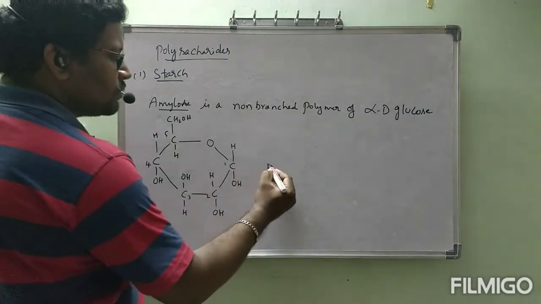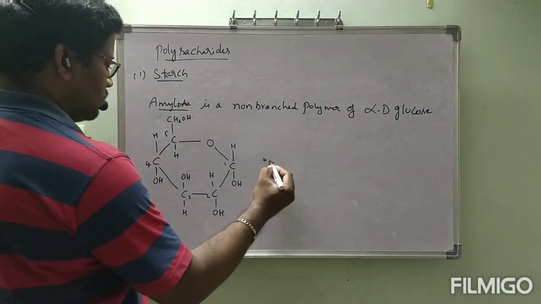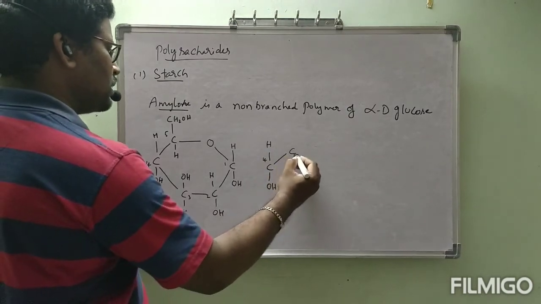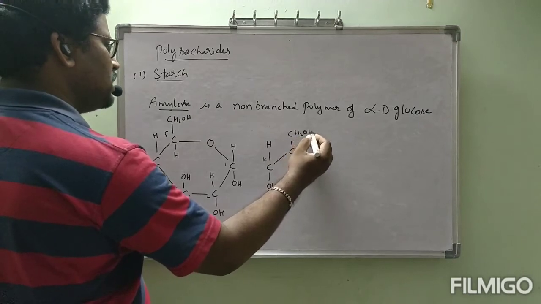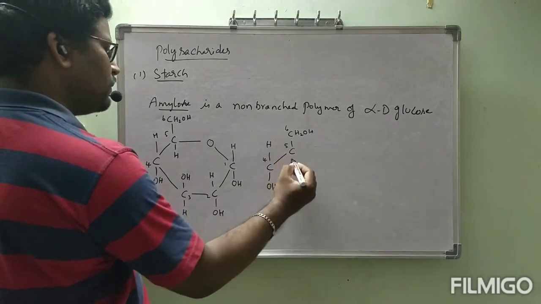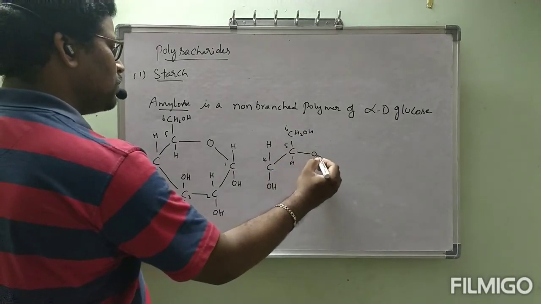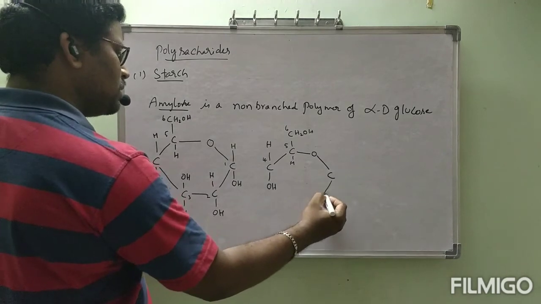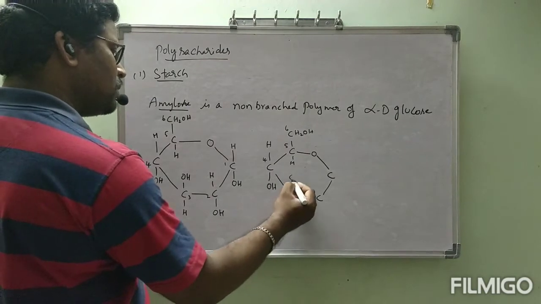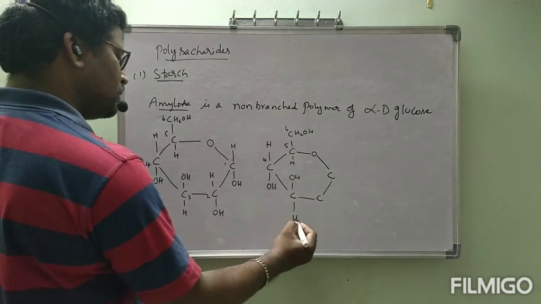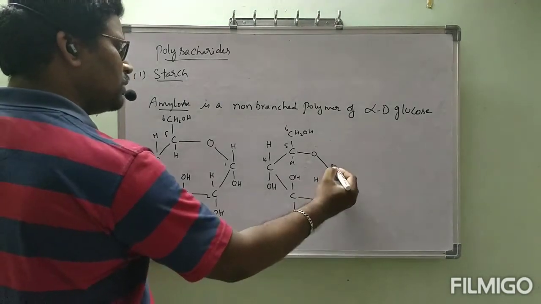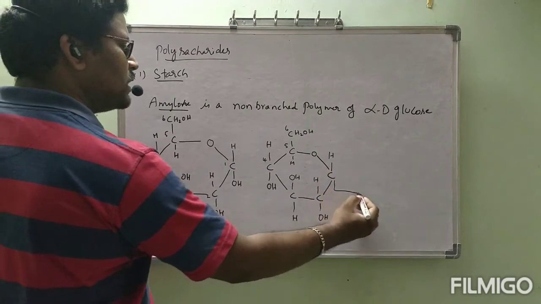Next, another glucose molecule, that is C4, H, OH, CH2OH. This CH2OH is the 6th carbon. C5, H, O, C. See here, OH, H, H, OH, here H, here it is a continuation.